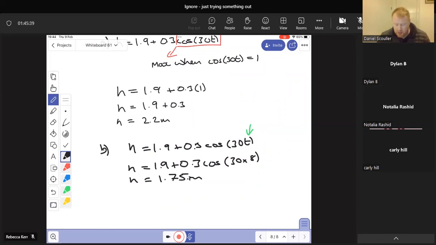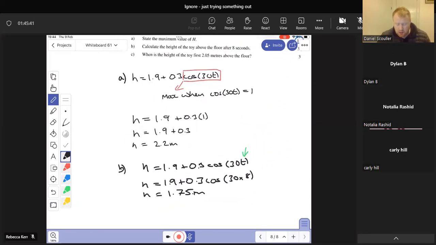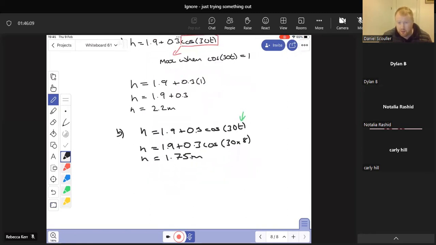Okay, so does that make sense? It's always good to check if it makes sense. Calculate the height of the toy above the floor after 8 seconds. Well, the maximum was 2.2 meters, so having a height of 1.75, yeah, that sounds about right. It's under the maximum. If we got an answer like 1080, then I'd go, right, that's not correct. So just double check the question and if it makes sense. If you get an outrageous answer, you can see quite simply what it should be.